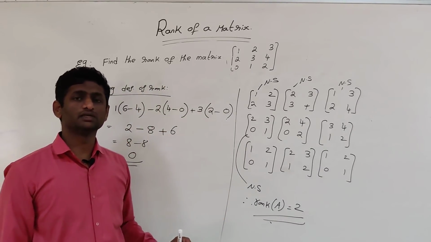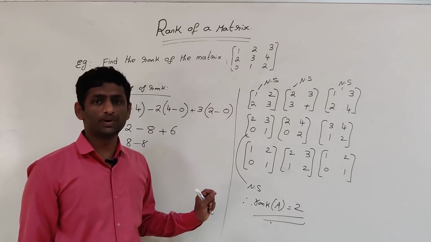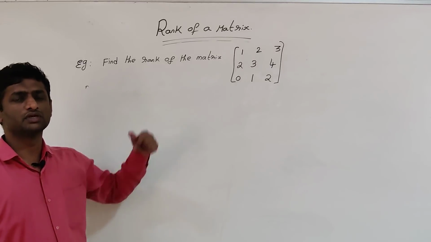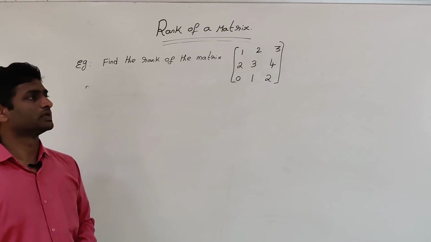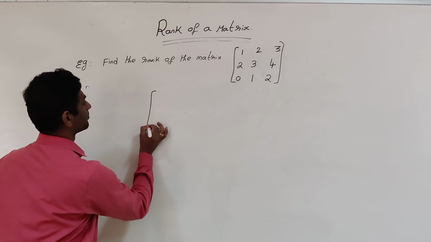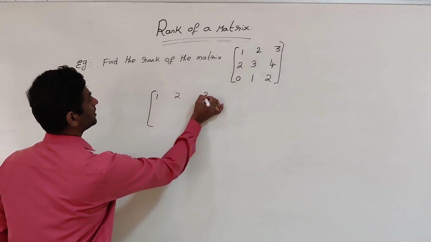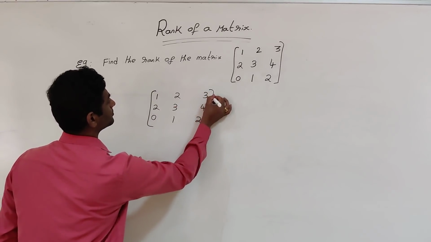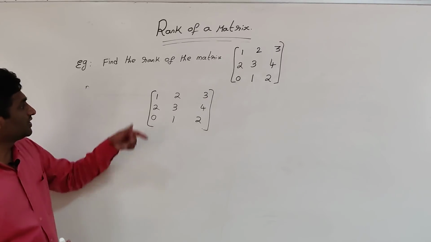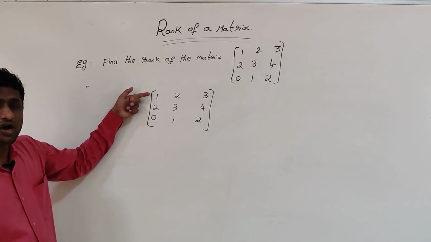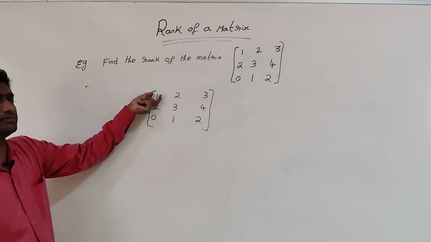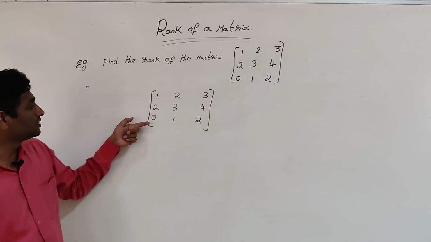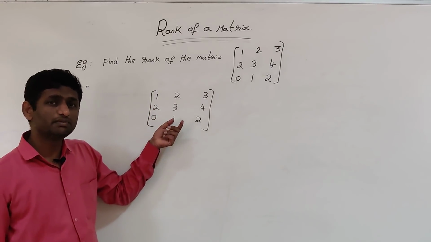Now we will go by using elementary operations. So now, by using the elementary row operation, the given matrix is 1, 2, 3, 2, 3, 4, 0, 1, 2. Now in the first row, the non-zero element is 1. In the second row, the non-zero element is 2. In the third row, the non-zero element is 1.